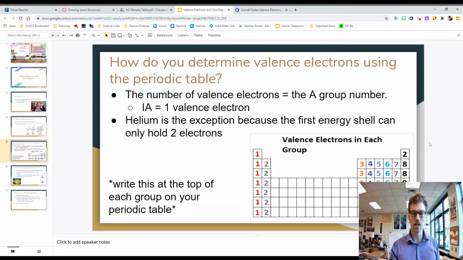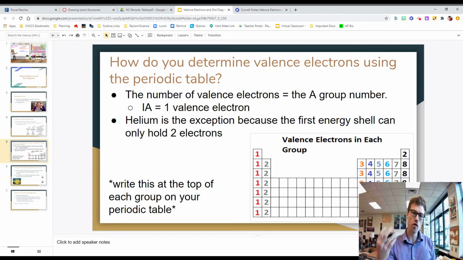Now, the one exception to this is helium, okay? And remember, that's because the first energy shell, the first energy level, can only hold 2 electrons, okay? And so helium has just 2 electrons, and those are both of the electrons that are in the outermost energy level. That's why helium would be 2 instead of 8 like the rest of the noble gases, but all the rest of its properties are like the noble gases, which is the reason why it is located there on the periodic table. So it's the one exception that you have to remember.